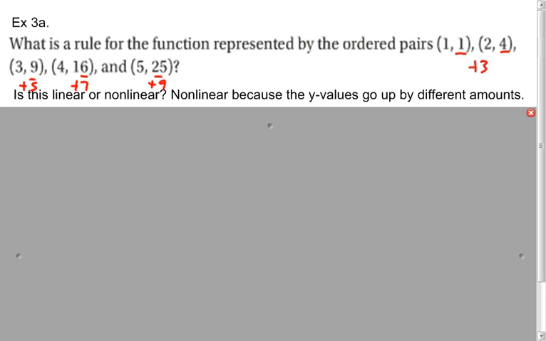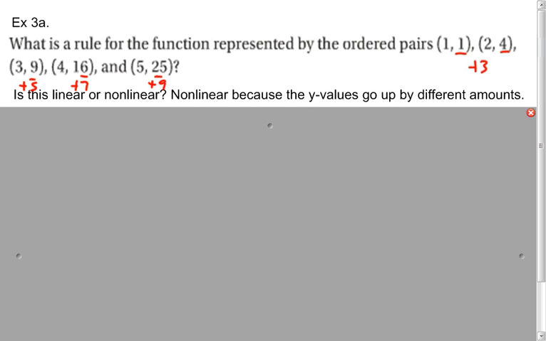Well, 1 to 4, that means plus 3. 4 to 9, that means plus 5. 9 to 16 is plus 7. 16 to 25 is plus 9. Those aren't all changing by the same amount, so I know it's going to be nonlinear. It's nonlinear because the y values go up by different amounts. So I know I have to use the guess and check method.